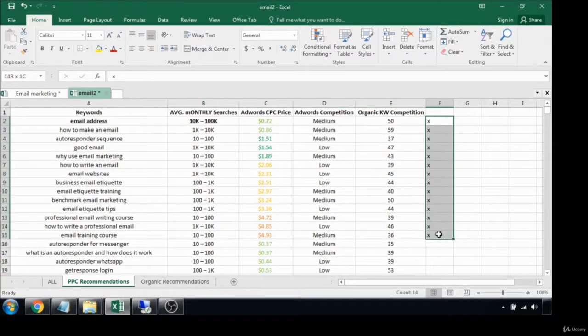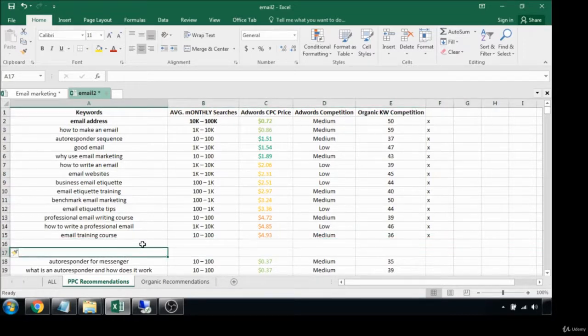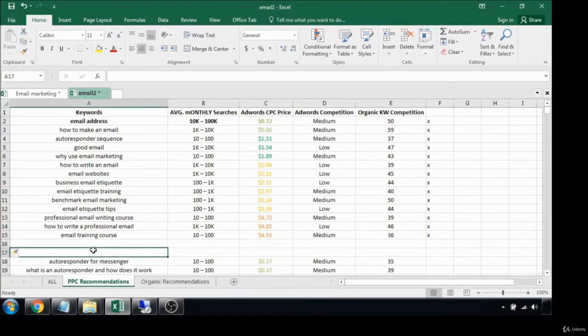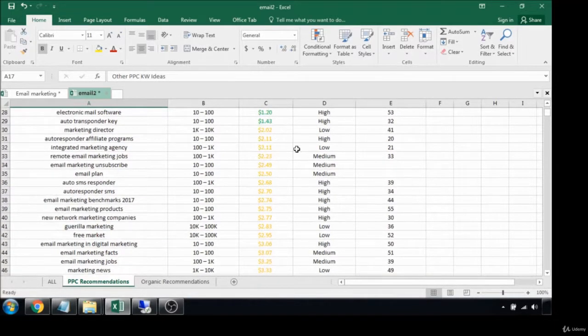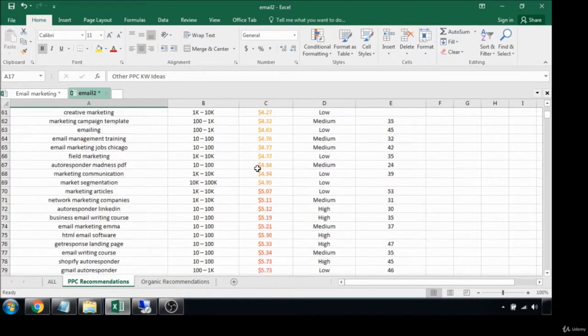Let's see, we have 14 viable keywords that are potentials for us to use in our advertising campaigns. So that's pretty cool, right? And these are all within our budget technically. And then down here, I just like to write other PPC keyword ideas, just so that they know these are still within their budget. If they wanted to, they could go back and use some of these other terms.